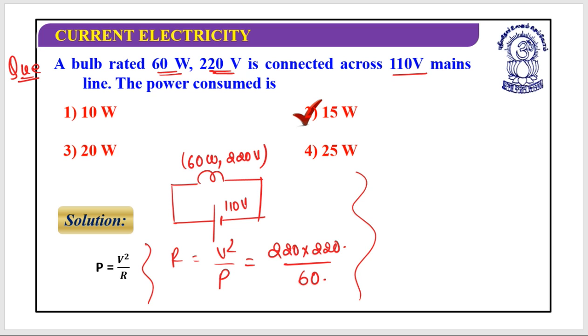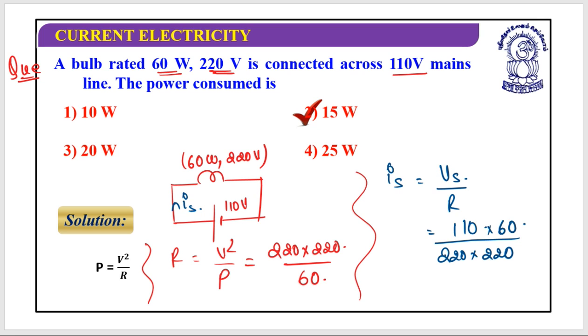Calculate the current passing through the circuit. So I_S is equal to the supply voltage divided by the resistance of the bulb. The supply voltage is 110. The resistance of the bulb is 220 multiplied by 220 divided by 60. So it would be something like this: this is 2, then this is 30. So the current passing through the circuit is 30 divided by 220 ampere.